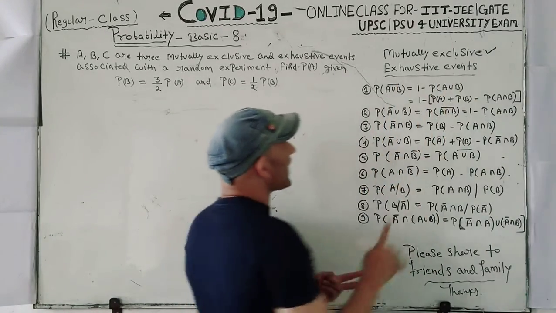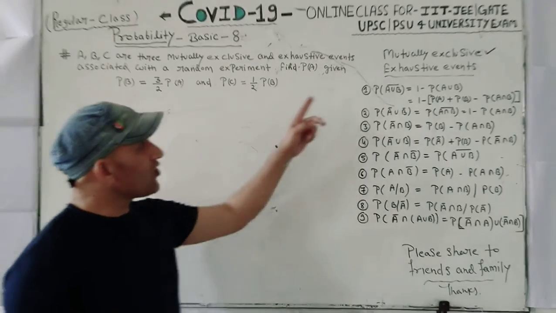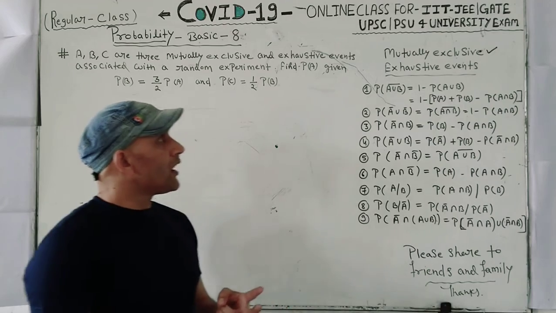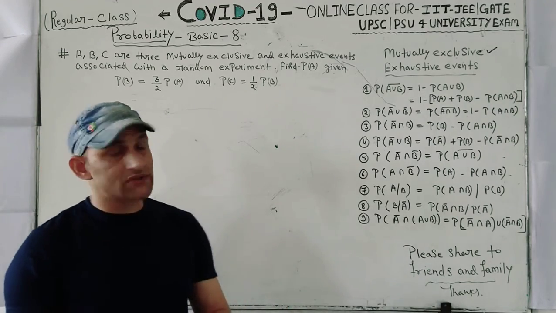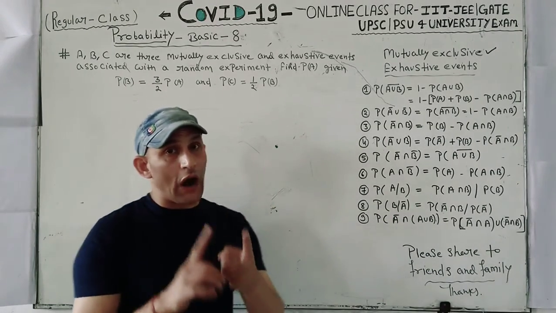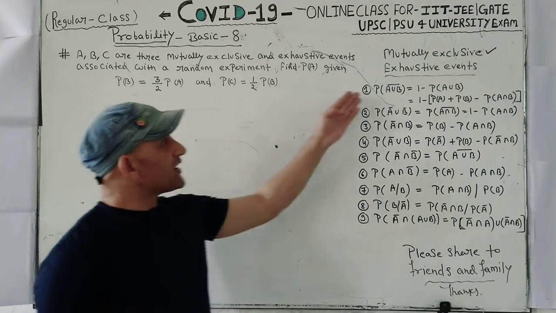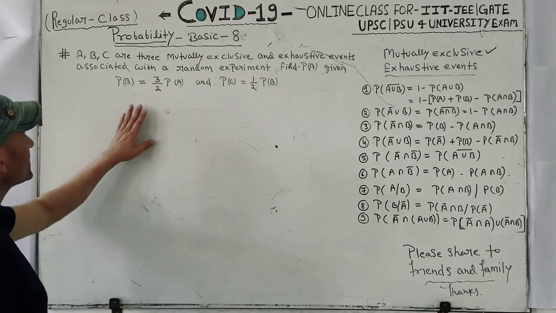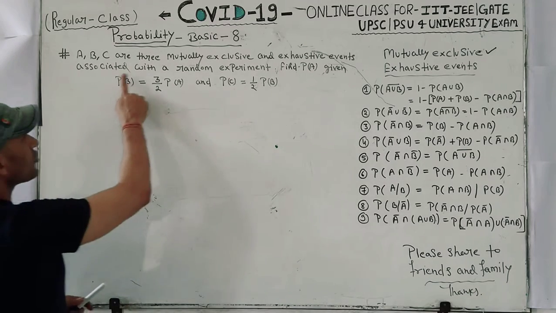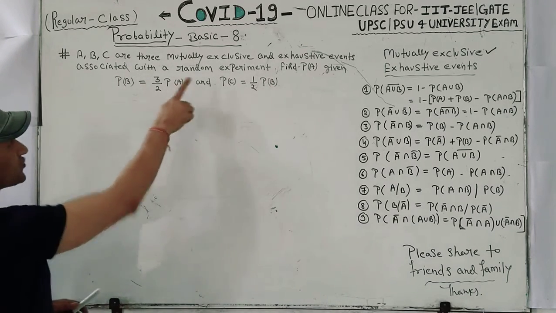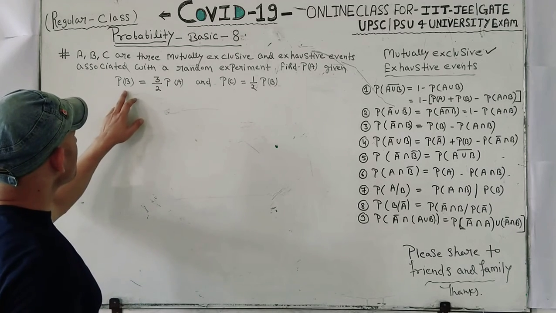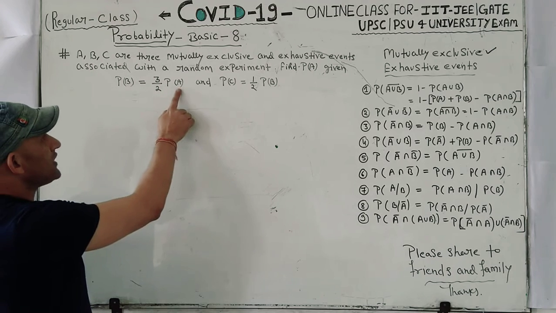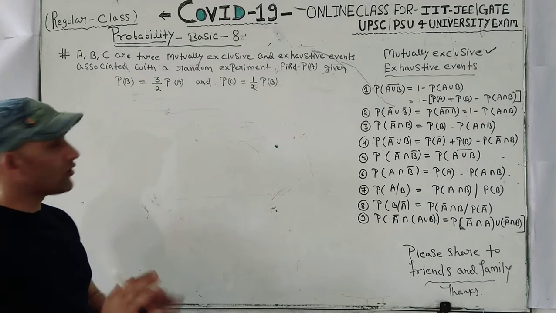And the second one is exhaustive event. What is the meaning of exhaustive event? Exhaustive event means the total number of outcomes, all total possible outcomes. So in this question, there are only three cases: probability of B, probability of A and probability of C only.